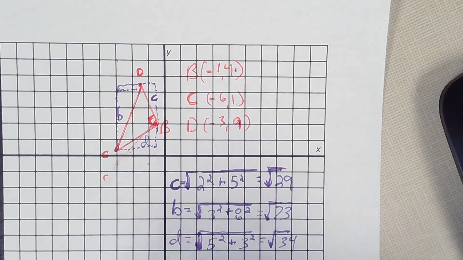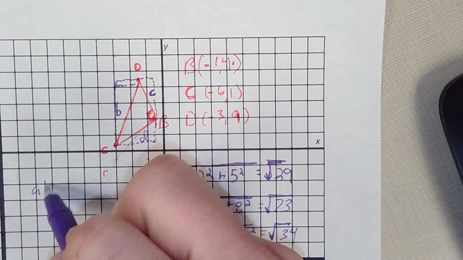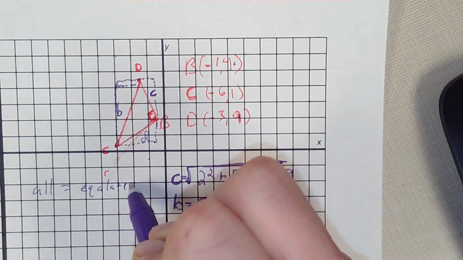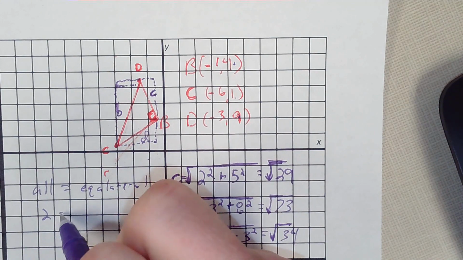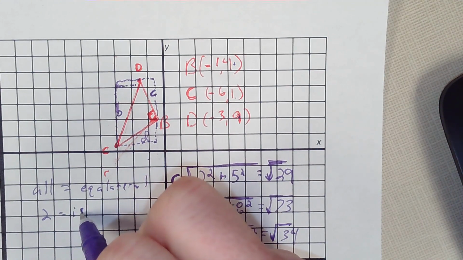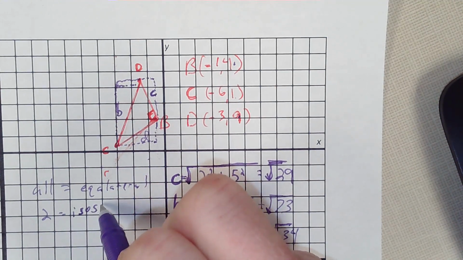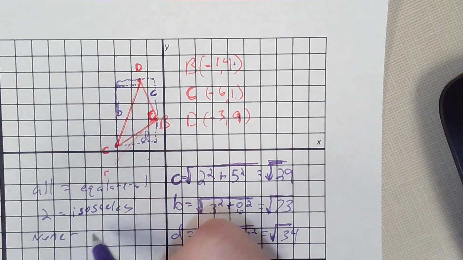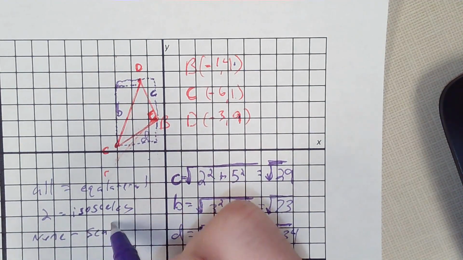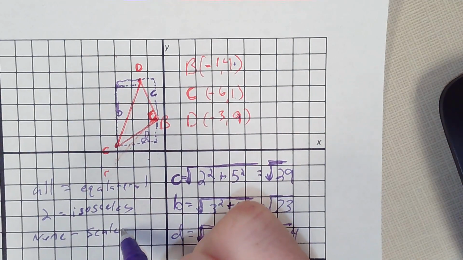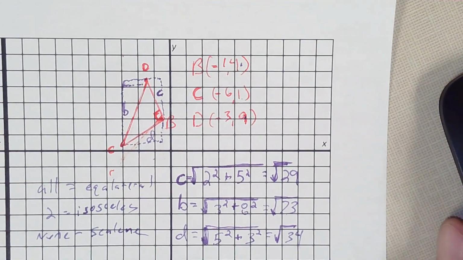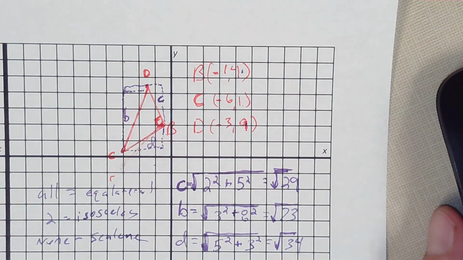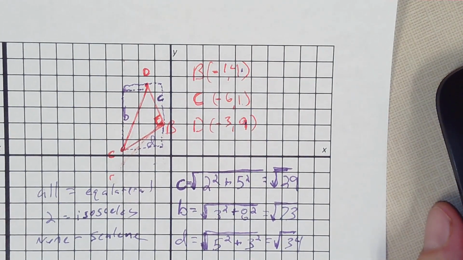So all equilateral. Two isosceles. None scalene. Maybe I even said that wrong. All right, so that will help you with 12 or 13.6.